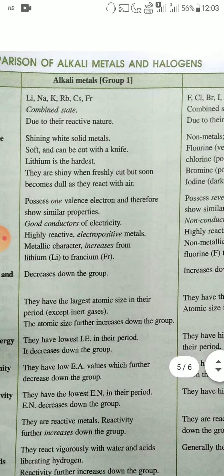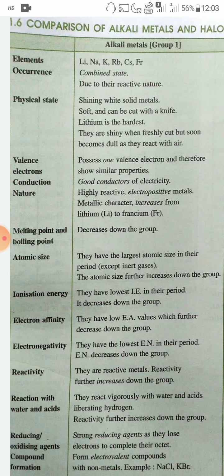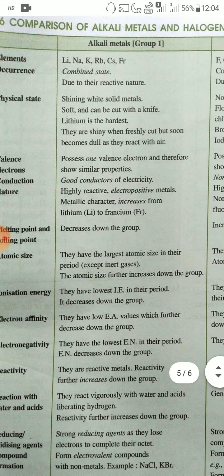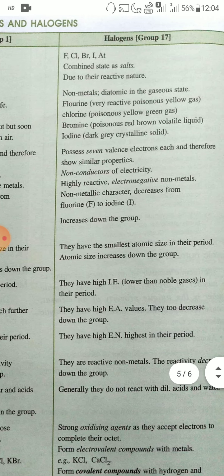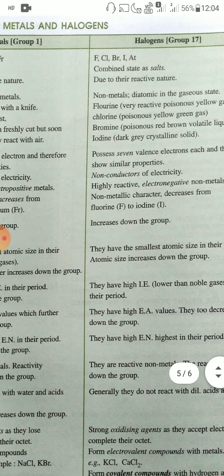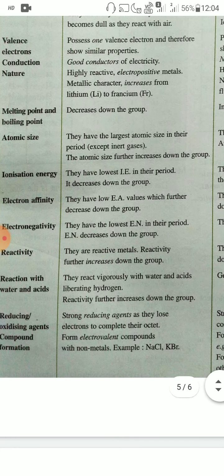Okay, next property, valence electron. All alkali metals possess one valence electron and therefore they show similar properties. Similarly, valence electrons of halogens, you can see the halogens have 7 valence electrons each, and therefore they show similar properties. Now conductance.